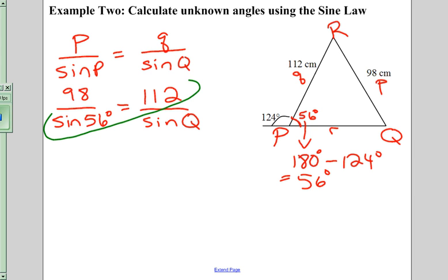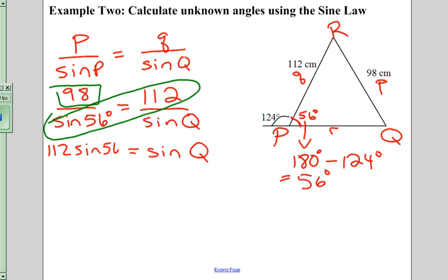So when you're doing the cross multiplication here, just keep in mind those two are diagonal, so you multiply, divide by 98. At this point, we're still isolating sine Q and not just Q. So 112 times sine 56 divided by 98 on your calculator like you did before. So multiply the top, divide by the bottom. And you will get a long decimal for sine Q, something that looks approximately like this, 0.9474.